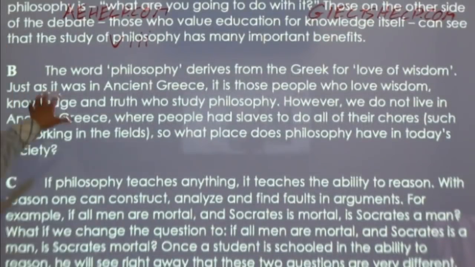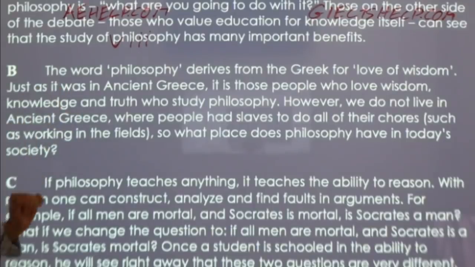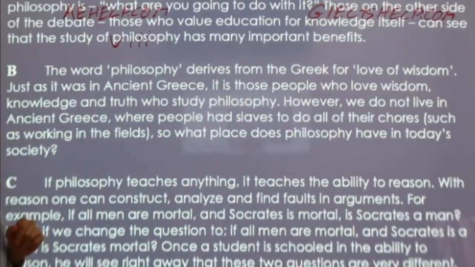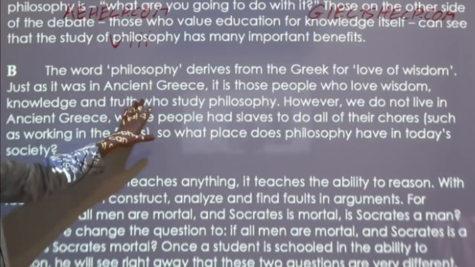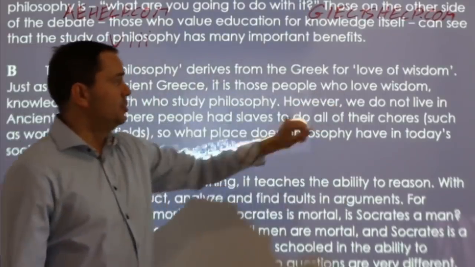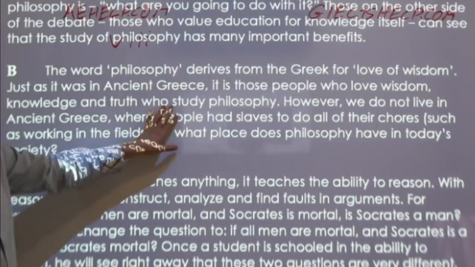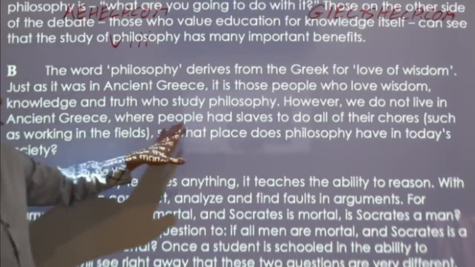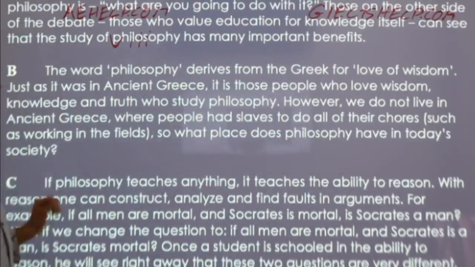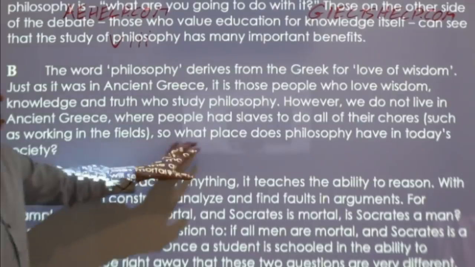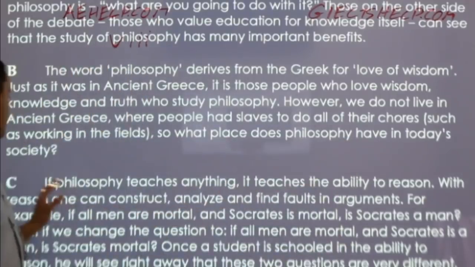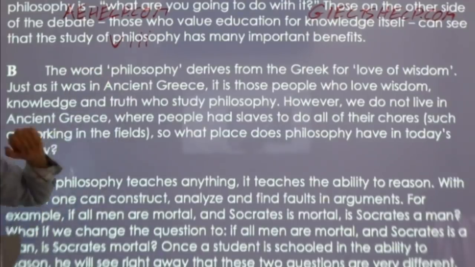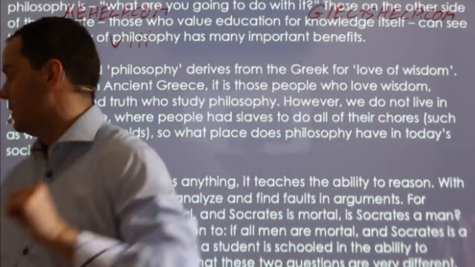Here we go. B, read with me. You can see that? Yeah. Okay, good. The word philosophy derives from the Greek word for love of wisdom, just as it was in ancient Greece. It is those people who love wisdom, knowledge, and the truth who study philosophy. However, we do not live in ancient Greece, where people had slaves to do all of their chores, such as working in the fields. So what place does philosophy have in today's society? So what is this paragraph about? What is paragraph B about?